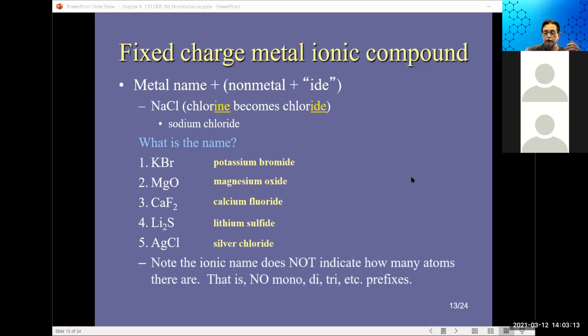And the key thing here is notice that we didn't use prefixes. For example, number 3 is simply calcium fluoride. It would be incorrect to say calcium difluoride. When you're working with ionic compounds, there are no prefixes. And so number 4 would just be called lithium sulfide, not dilithium sulfide.